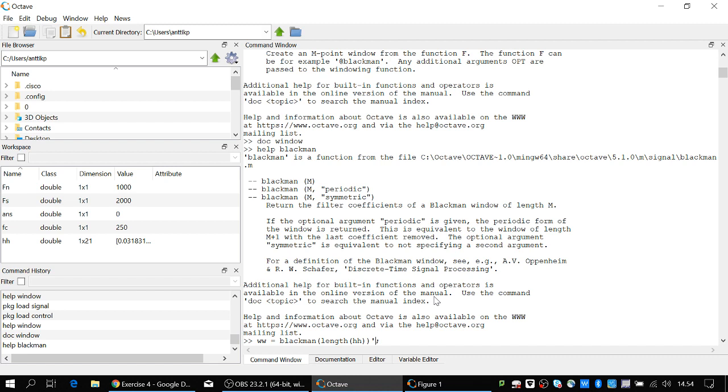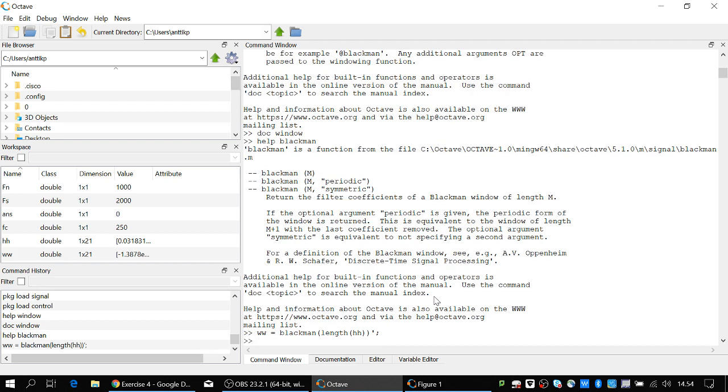For historic reasons, these window functions have always been single row vectors or single column vectors, but the system coefficients are row vectors. So basically we need to just make the dimensions to match. There we go. So remember transpose. Transpose needed.